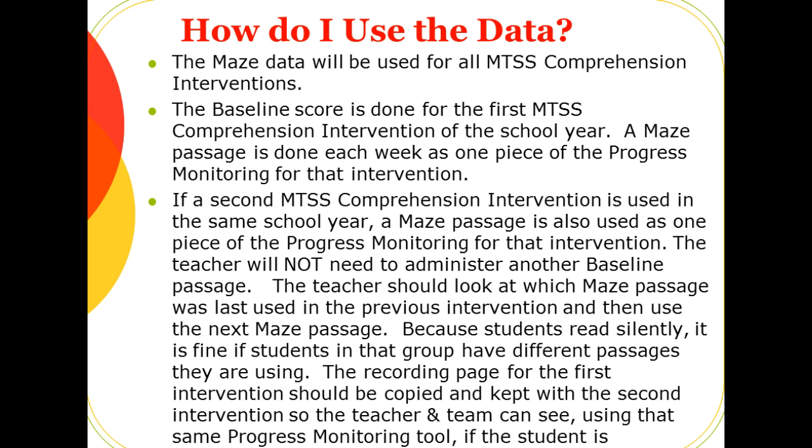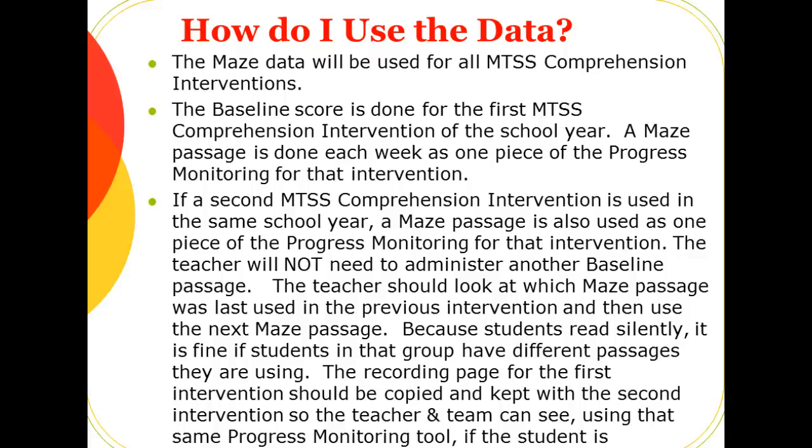How do we use the data? Well, the first thing is that baseline score is done for the first MTSS comprehension intervention of the school year. And then a Maze passage is done every week as a part of that progress monitoring. So you've got that recorded. If their second MTSS comprehension intervention is used in that same school year, the Maze passage is used as one of those progress monitorings, but you don't need to administer another baseline. You just keep going from where you left off. So you look at which Maze passage was last used in the previous intervention and then use the next passage.